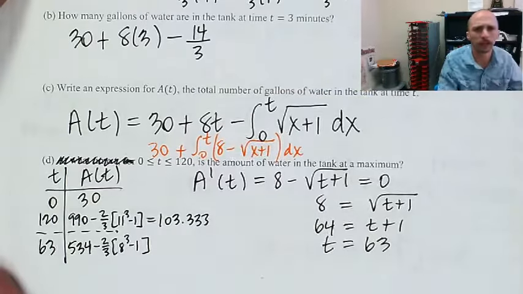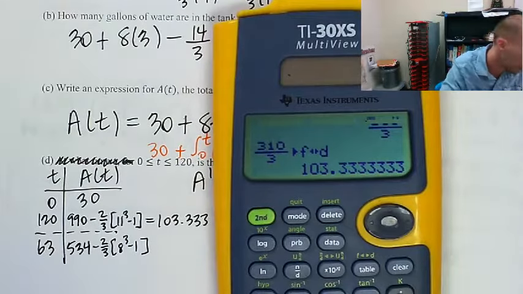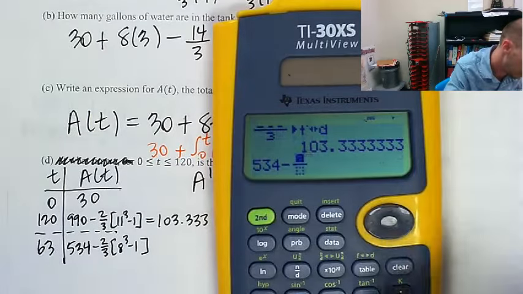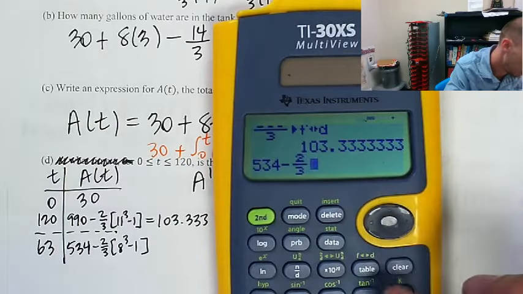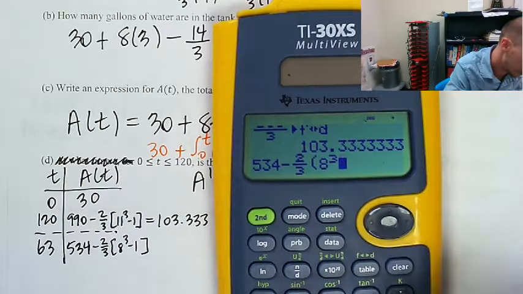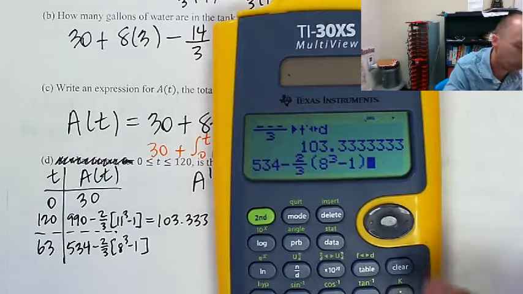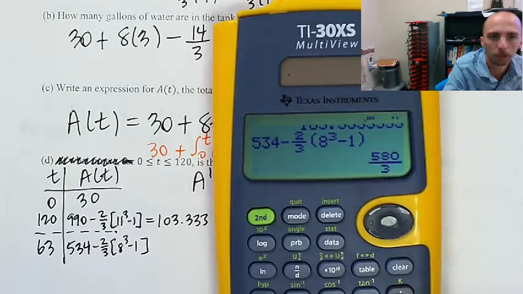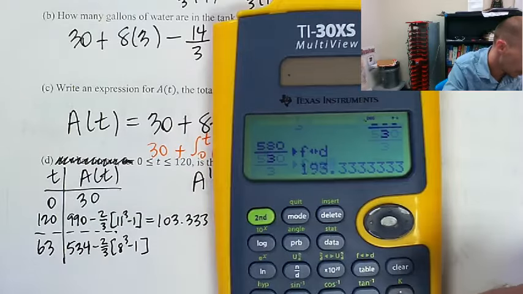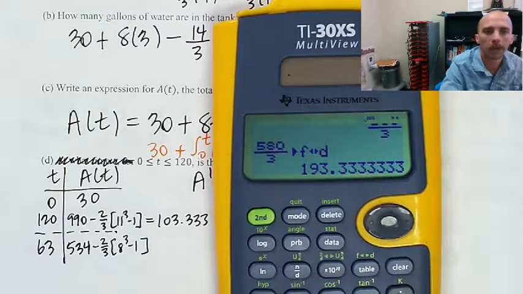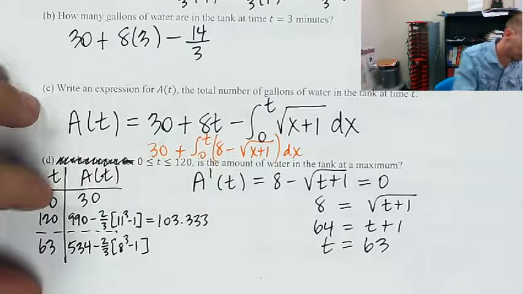Yeah, this feels right. This feels like what you were supposed to do at the very end, just to check the numbers. 534 minus 2/3 of 8 to the third. Yeah, because 11 to the third and 8 to the third both are... No, 8 to the third is not outside of the realm of arithmetic you're expected to know in Cal BC. You're supposed to know powers of 2 up to 1024, I believe. So 193, that's going to be the maximum.